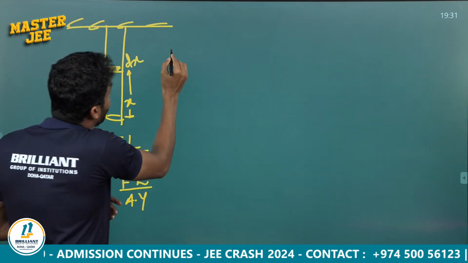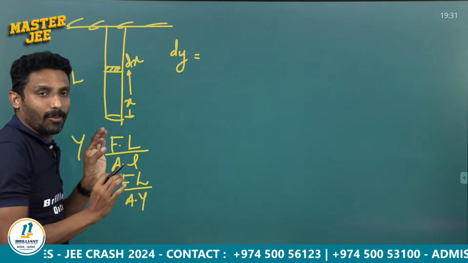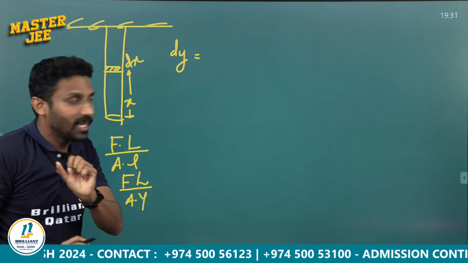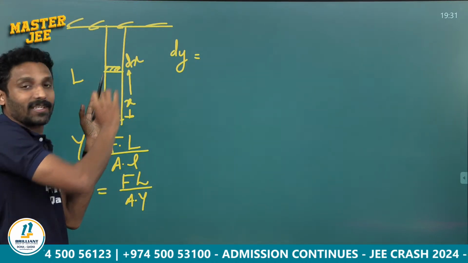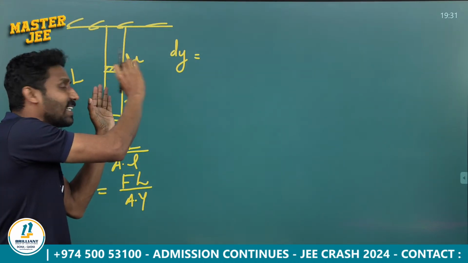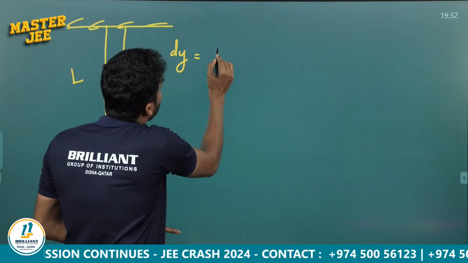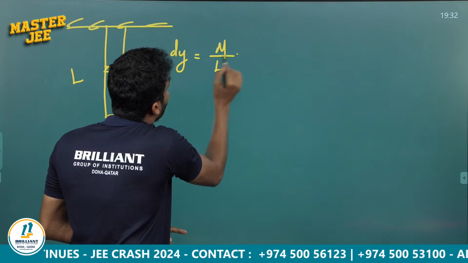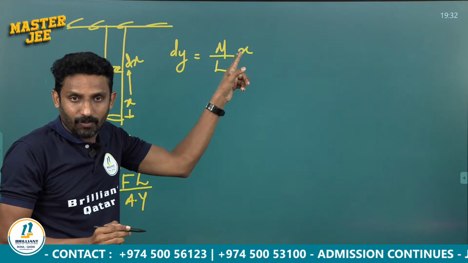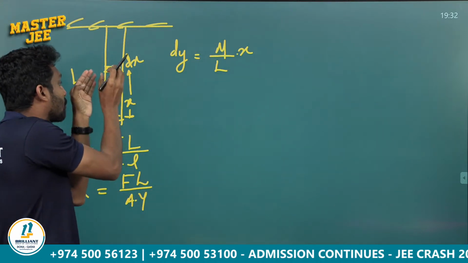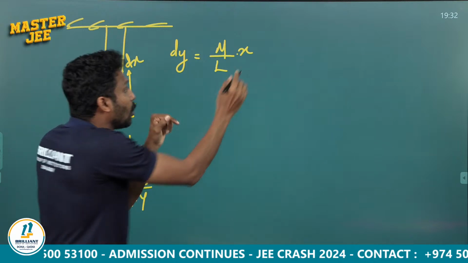I am representing that as dy. What is dy? The elongation of this dx segment is dy is equal to F divided by AY, times dx. What is F? The weight hanging on that dx, which is the weight of this hanging part. The weight of the hanging part is mass per unit length, M by L, into length of the wire. This is the mass of this much wire. The mass of X length of wire is M by L into X, and the weight is M by L into X into G.